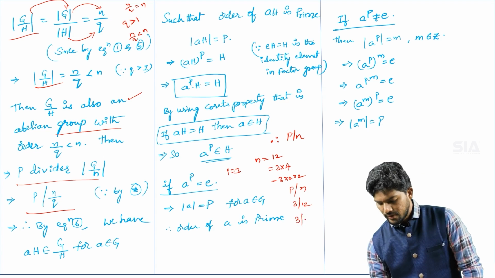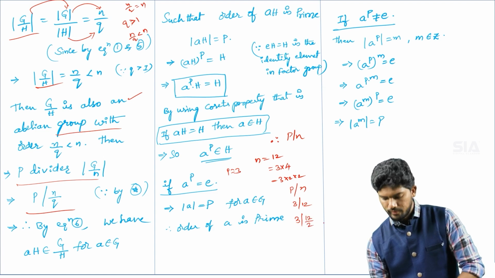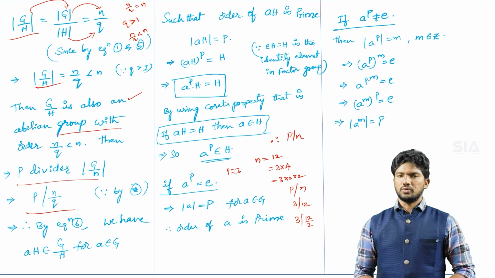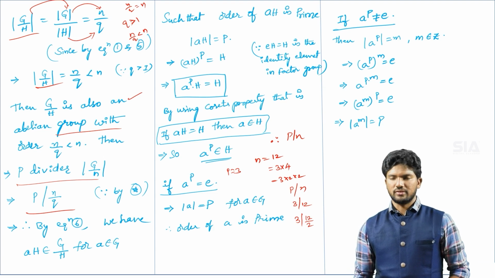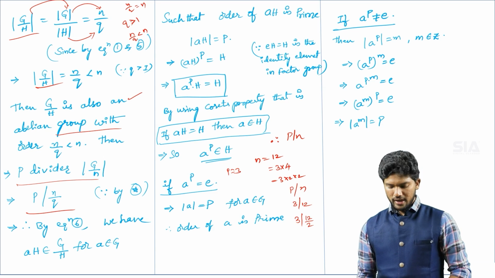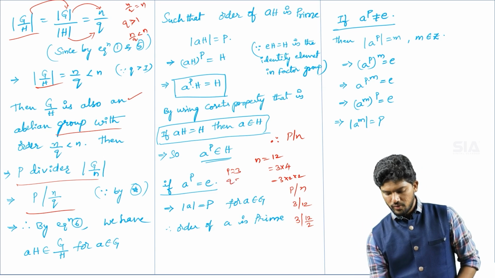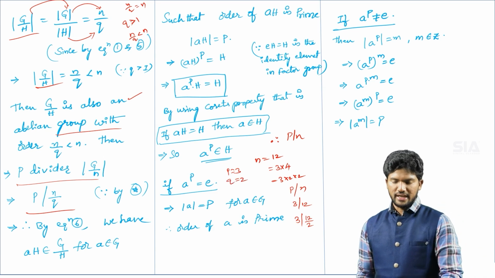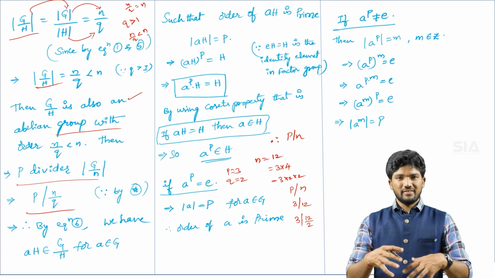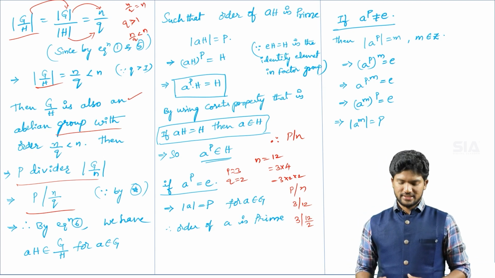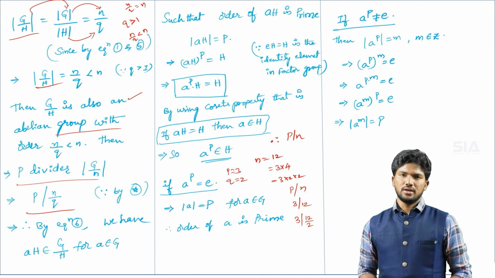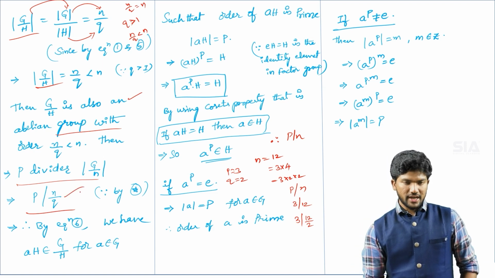12 by, what is the q value here? 2. 3 also divides 12 by 2. What is 12 by 2? 6. 3 also divides 12 by 2. So in this format you can write 3 divides 12, where p is equal to 3, q is equal to 2, and n is equal to 12. So therefore p divides n by q. That means 12 by 2 is 6, and 3 divides 6. In this format you have to apply the numbers. So therefore p divides n by q.